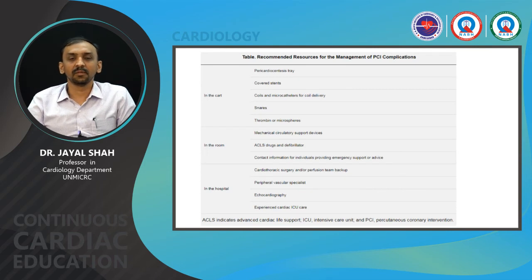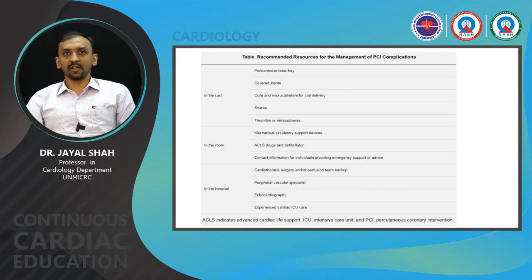So this is just the table which is giving an overview of the recommended resources for the management of PCI complications. So a pericardiocentesis tray, a covered stent, coils and microcatheters, snares and thrombin or microspheres. And in the hospital we need to have cardiothoracic surgery, peripheral vascular, echocardiography or an experienced cardiac ICU.